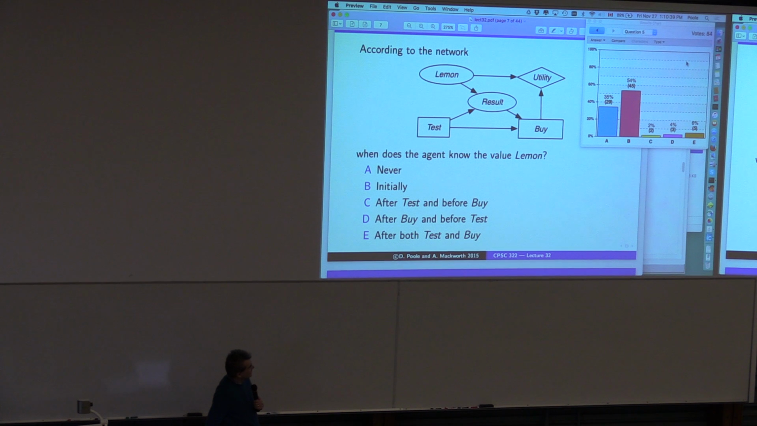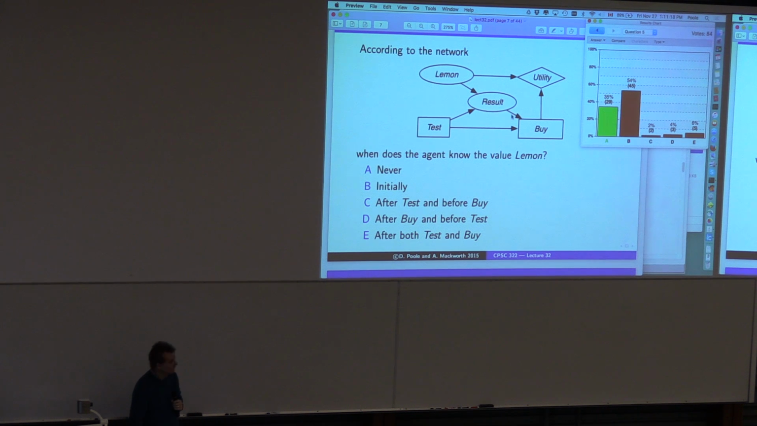That's interesting. The answer is never. It doesn't initially know it, just like it doesn't initially know the result. You don't know whether it's a lemon or not. You only observe the things that are the parents. That's the only thing this agent observes. It observes nothing when it does test, and then when it does buy, it knows the test result. That's the only thing it observes. The answer here is never.